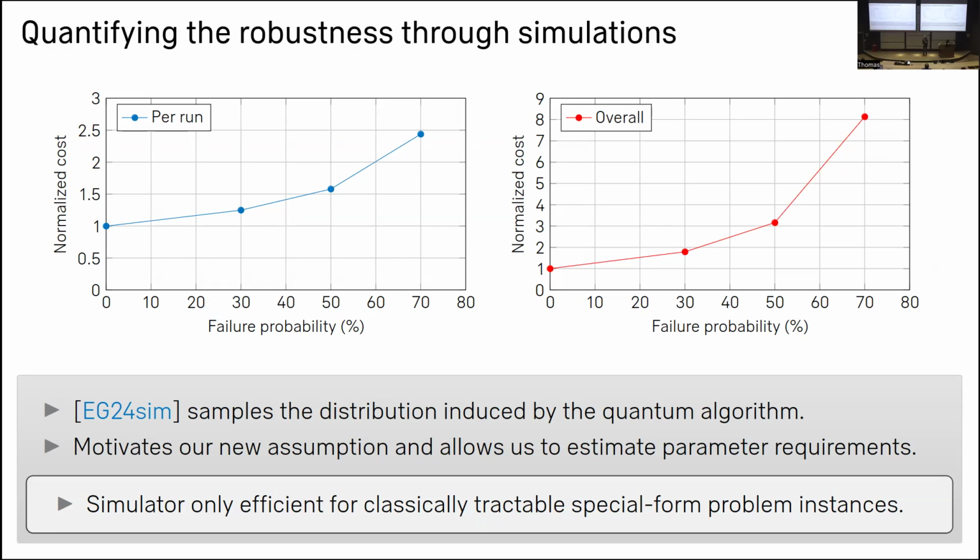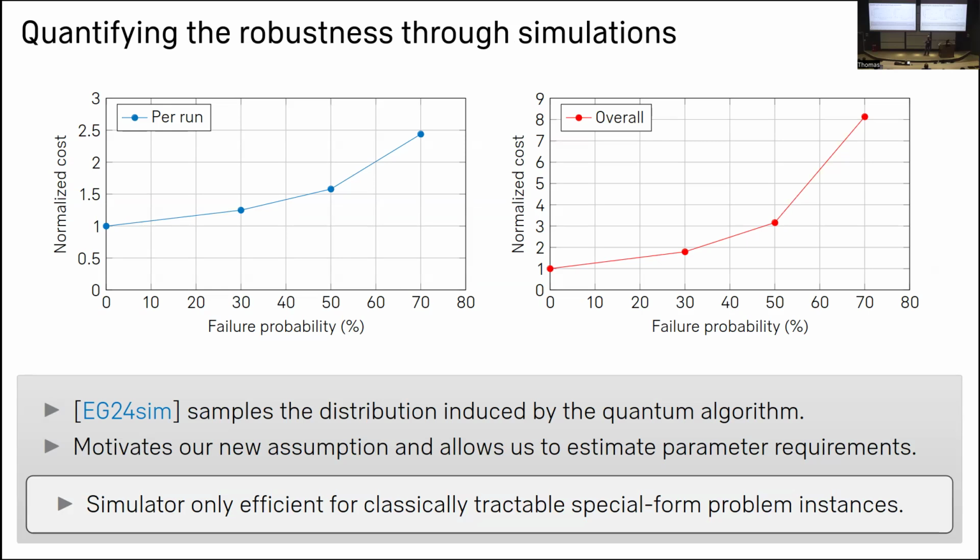And for these special form problem instances, the robustness of the post-processing behaves as we expected, providing some motivation for our new heuristic assumption. This also allows us to actually test which parameters are needed in practice to achieve a certain level of robustness, which is detailed in these graphs in terms of the cost of the required circuit to achieve a certain robustness to a certain percentage of failed outputs from the quantum algorithm.